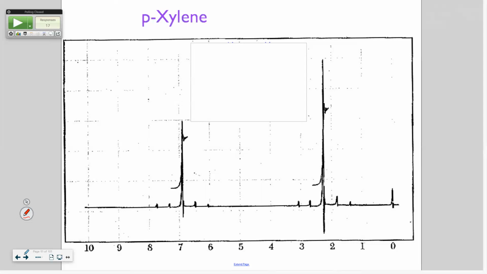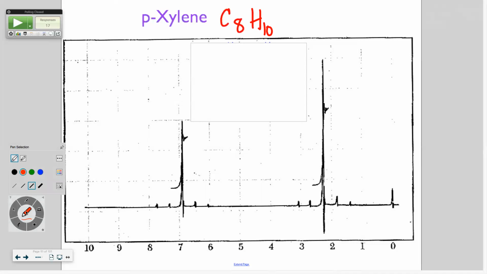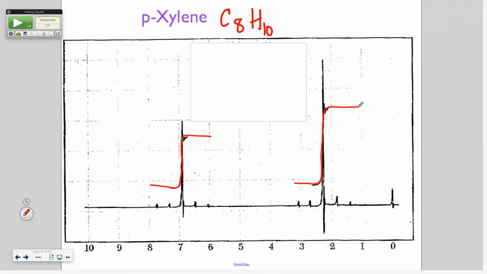All right, so this is an NMR for a compound called paraxylene. Paraxylene has this formula, C8H10. And believe it or not, this is a little bit older spectrum. I think I got it out of a book too. But these are the integrations. Okay, so there's one. And here is the other one. You can make them be connected or you can make them be not connected.